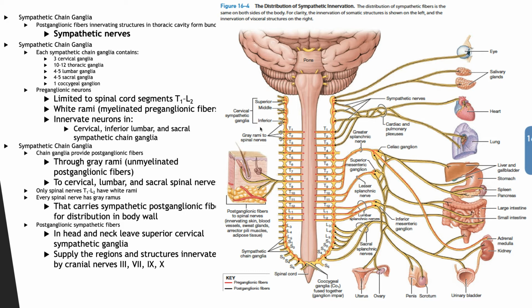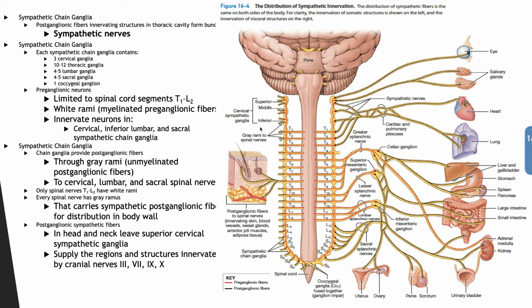Preganglionic neurons are limited to spinal cord segments T1 to L2, and these spinal nerves have both white rami, myelinated preganglionic fibers, and gray rami, or unmyelinated postganglionic fibers. The neurons in the cervical, inferior lumbar, and sacral sympathetic chain ganglia are innervated by preganglionic fibers that run along the axis of the chain. In turn, these chain ganglia provide postganglionic fibers through gray rami to the cervical, lumbar, and sacral spinal nerves. As a result, only spinal nerves T1 through L2 have white rami, and every spinal nerve has a gray ramus that carries sympathetic postganglionic fibers for distribution to the body wall.